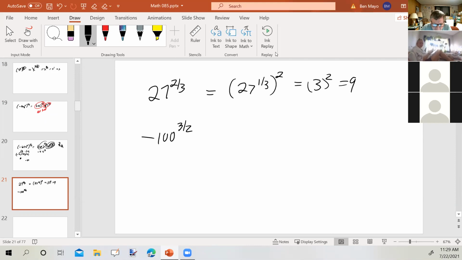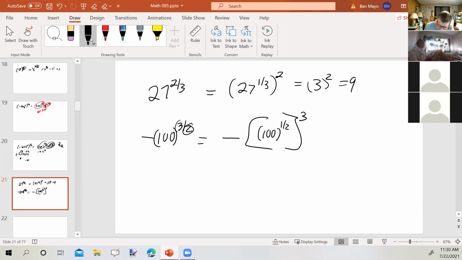This is kind of tricky, because what we have to remember is that if the base is going to be negative, we would have to have parentheses around it. And since there aren't parentheses around it, the base is actually just that, and that negative sign is outside of the base. So what we're going to do is we're going to have -100, take the square root of that, and then cube it.